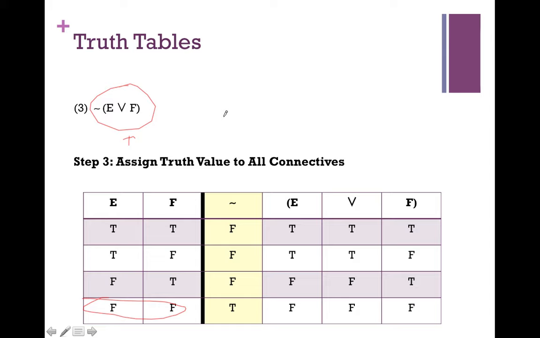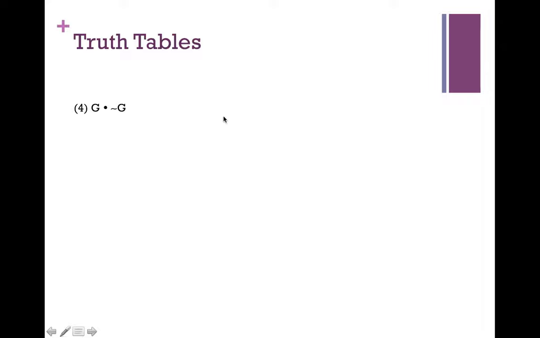I don't know if you remember, we had an example in one homework assignment where it said, I'm not going to Arizona or Iowa. That's how you would say this right here. Not E or F, or, I forget what it was in the assignment, not I or A. But that's what you're saying here. So anyway, all right. Number four, G and not G.